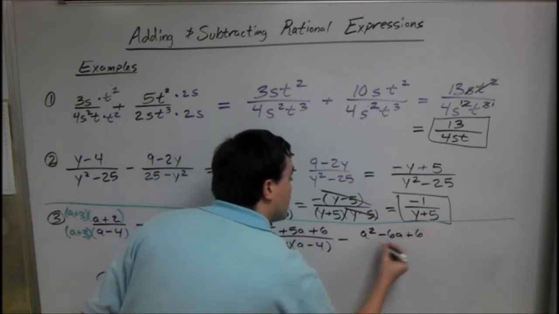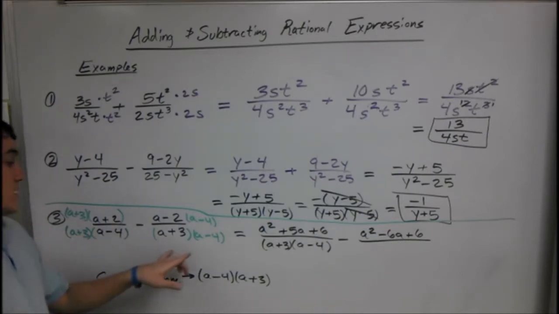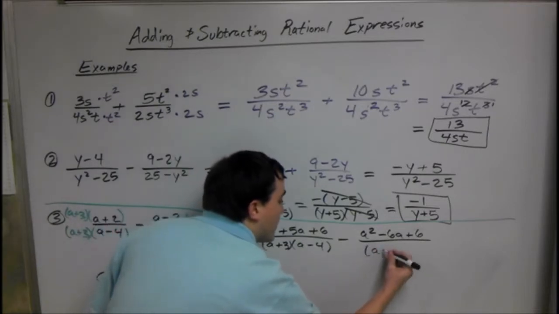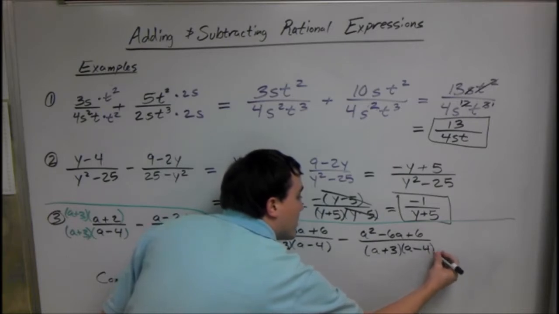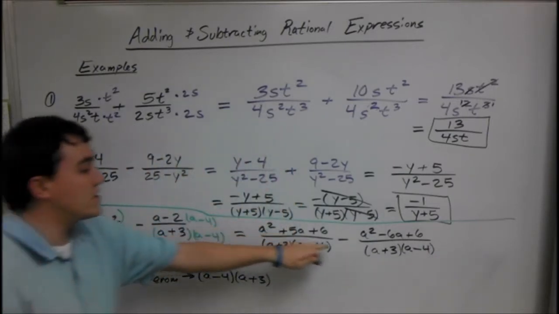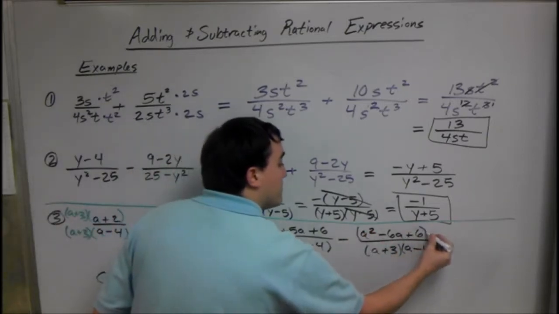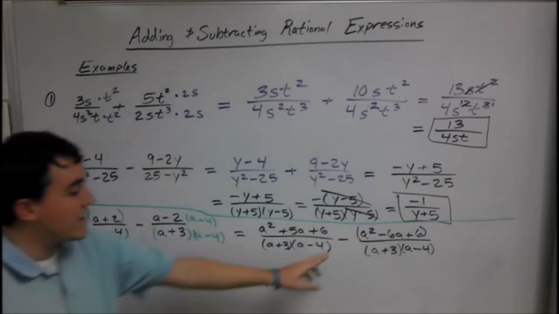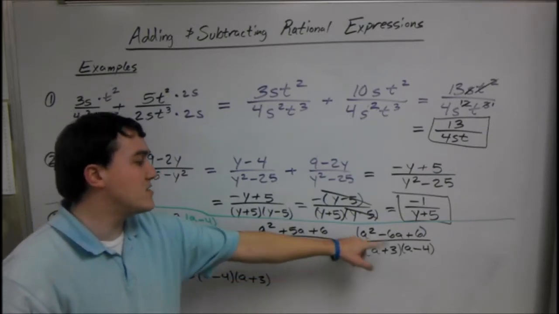plus 6. There is a trick to FOILing. That's why I'm doing it so fast. A plus 3 times a minus 4 on the bottom. Same common denominator we had before. And remember, you don't touch the common denominators when you're combining the tops. So now all we're doing is we're just adding like terms in the top. This negative is going to distribute to all of those. So don't forget about that. If you have a negative or a number out here, it distributes. Same with the positive, but positive doesn't change things.